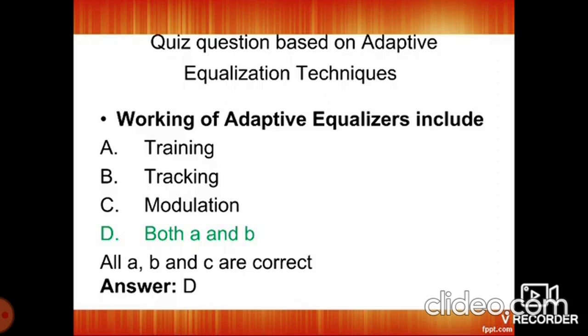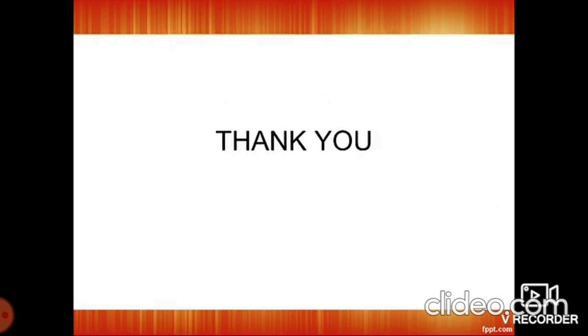So here we have one quiz question based upon adaptive equalization techniques. The question is: the working of adaptive equalization includes which two? A is training, B is tracking, C is modulation, D is both A and B. So we know that the modes used are training and tracking. The correct answer is D. Both A and B are correct.